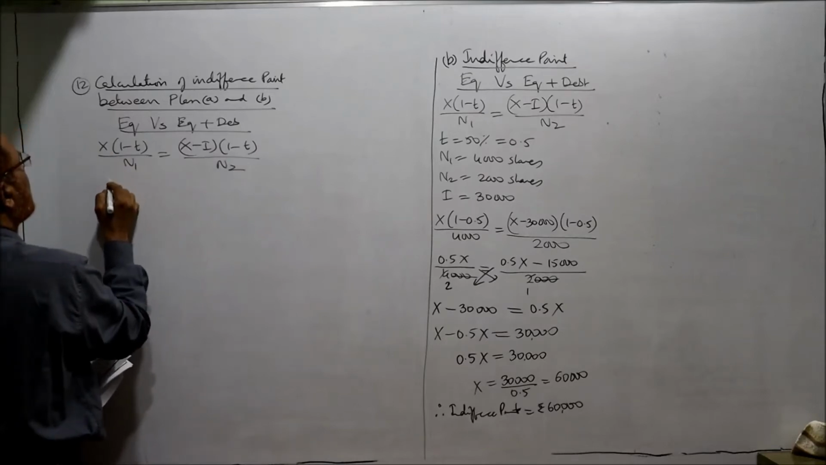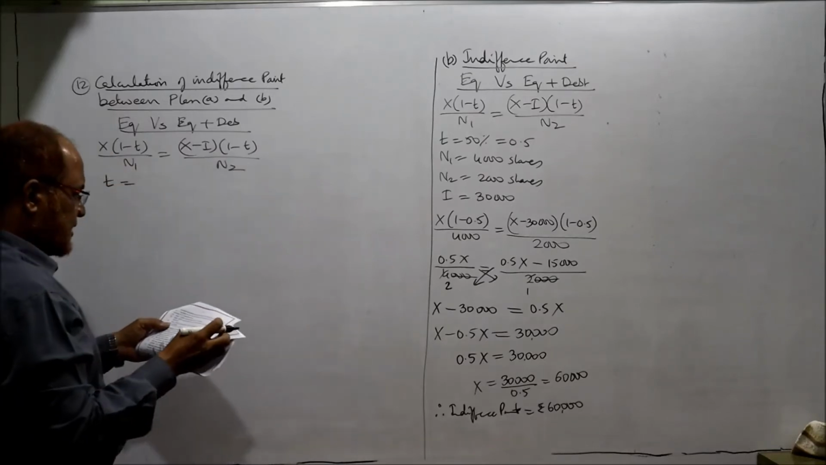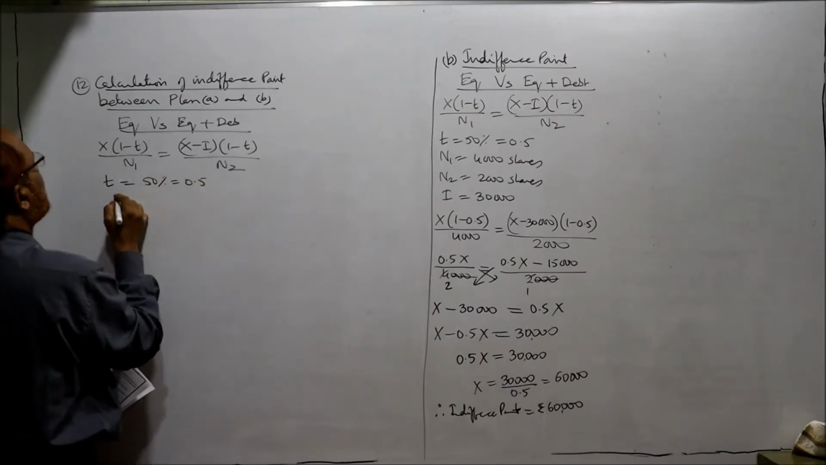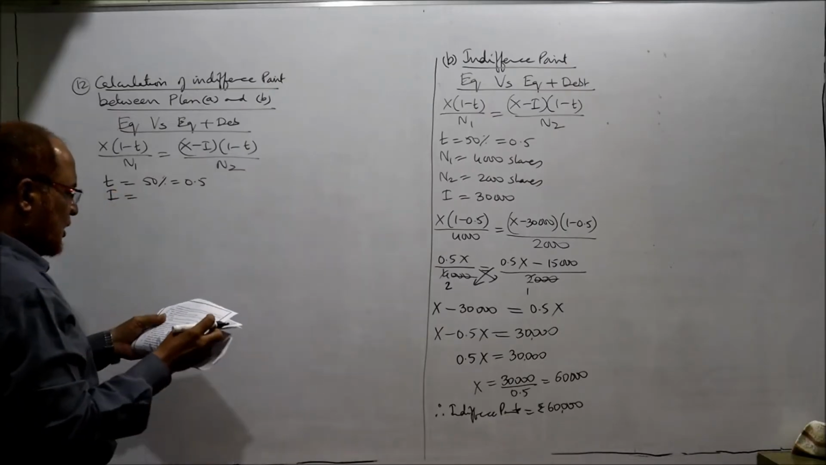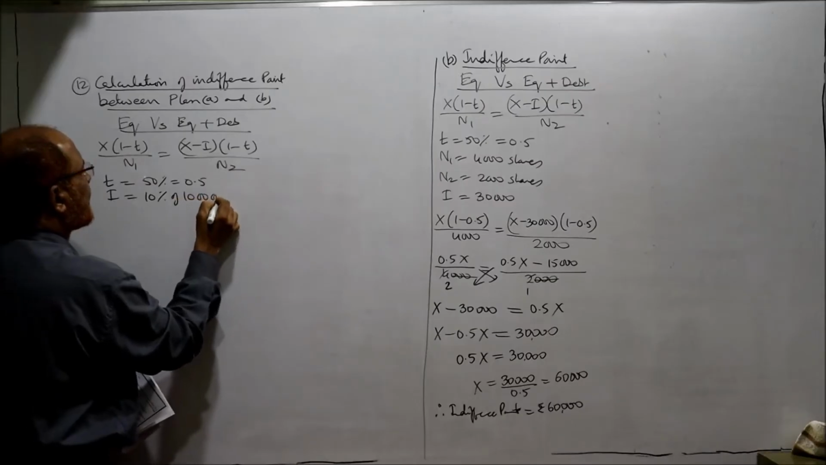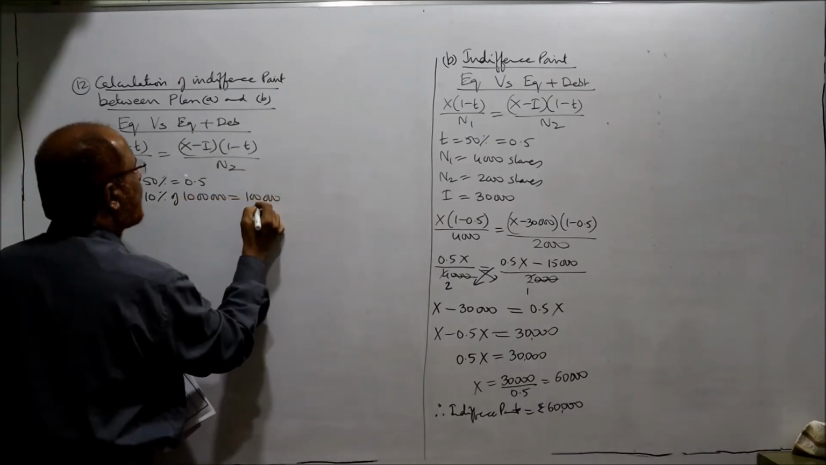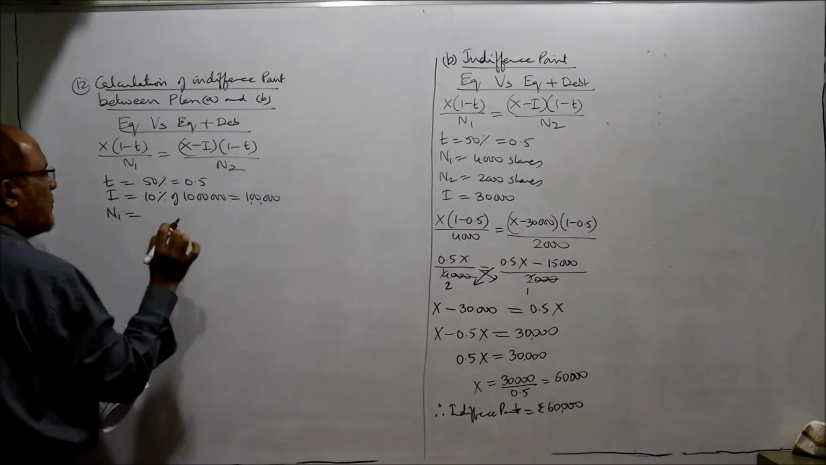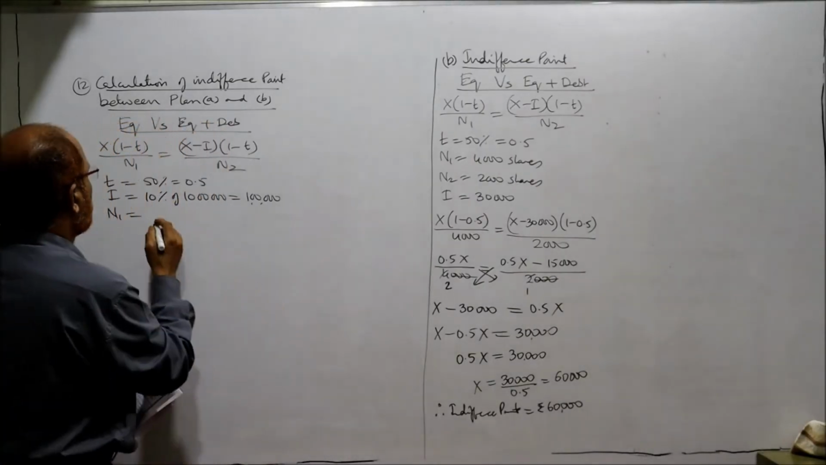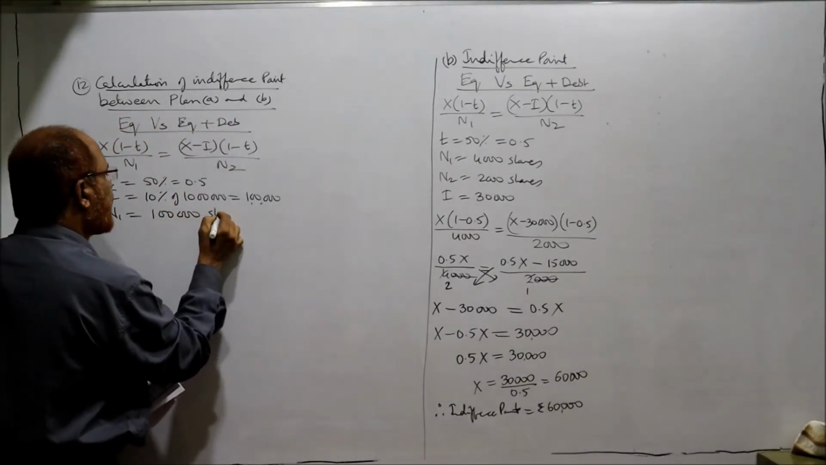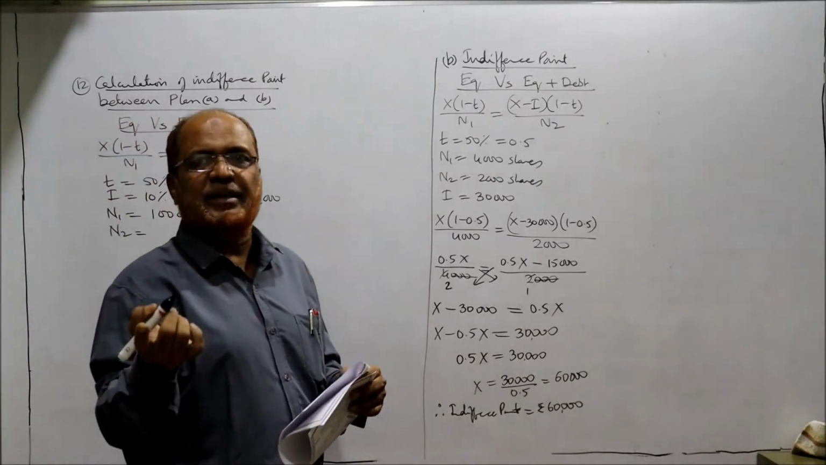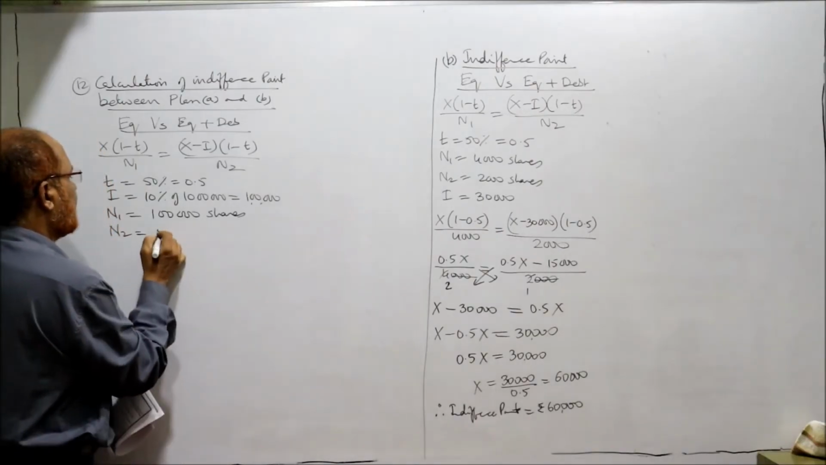Now here, t is equal to tax rate. Tax rate is given in the problem, 50%, 0.5. Then I is equal to interest on debentures, so 10% of 10 lakhs is equal to 1 lakh. Then N1 is equal to number of equity shares if only equity shares are issued. If we issue only equity shares, 1 lakh shares. And N2 is equal to number of equity shares if equity shares and debentures are issued. If we issue both, 50,000.